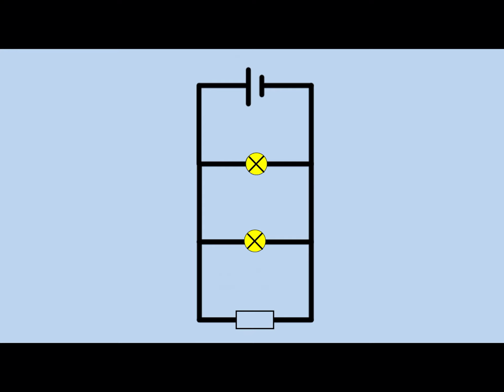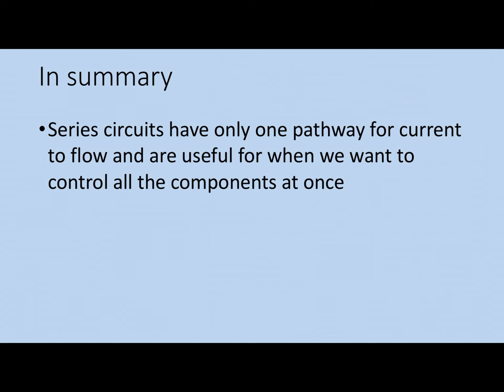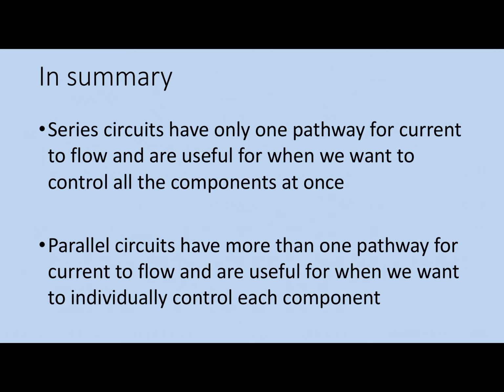However, there are more power losses because more wires are required, and each of these bulbs will be individually controlled by their own switch. In summary, series circuits have only one pathway for current to flow and are useful when we want to control all the components at once. Parallel circuits have more than one pathway for current to travel and are useful when we want to individually control each component.